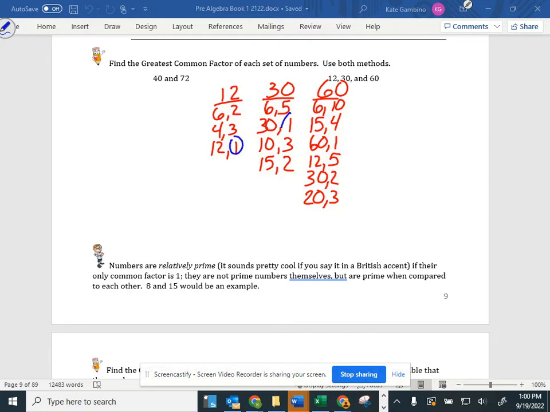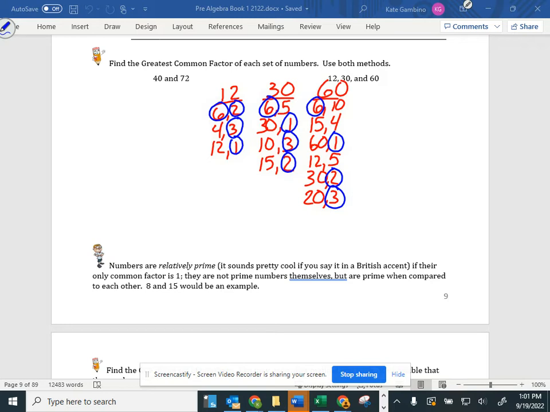So I know they all have a 1 in common. Do they all have a 2 in common? Yep, I see a 2 under each of them. Do they all have a 3? Yep. Do they all have a 4? No, 30 doesn't have a 4. Do they all have a 5? 12 doesn't have a 5. Do they all have a 6? I see a 6 here, here, and here. No 7s, no 8s, no 9s. 10. Oh, 12 doesn't have a 10.